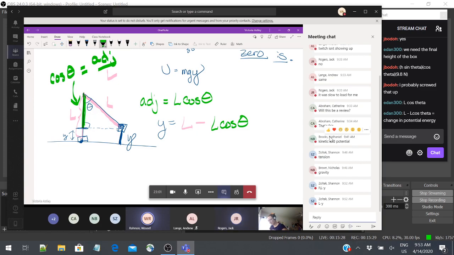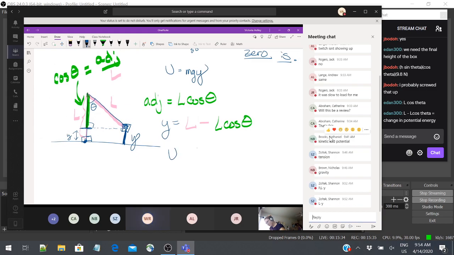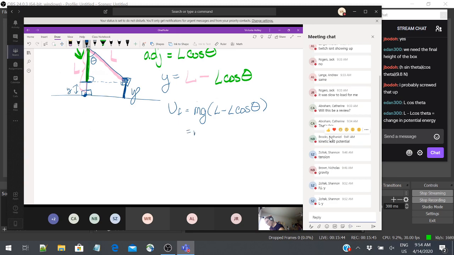Okay. So my U final is mg times L minus L cosine theta, which I can substitute as mgL times 1 minus cosine theta.